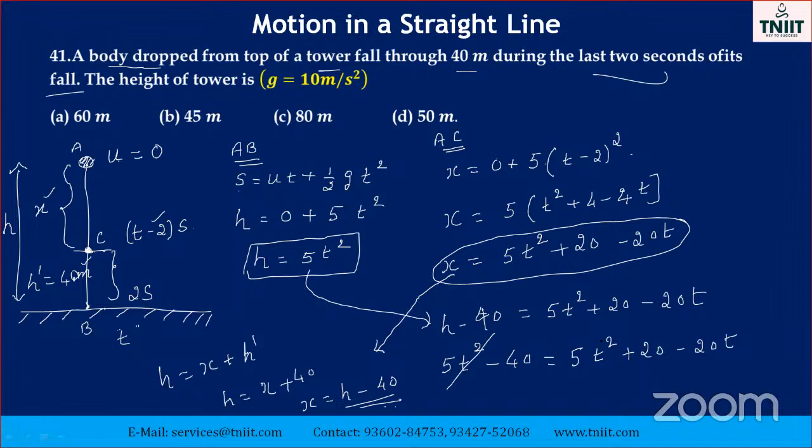So 5t squared will get cancelled out. You can shift this 20t to this side, so it becomes plus 20t. If I shift minus 40 to that side, it becomes plus 40. So 40 plus 20 value will be 60. This implies t value will be equal to 60 by 20, that is 3 seconds. So what is the time? Time is 3 seconds.